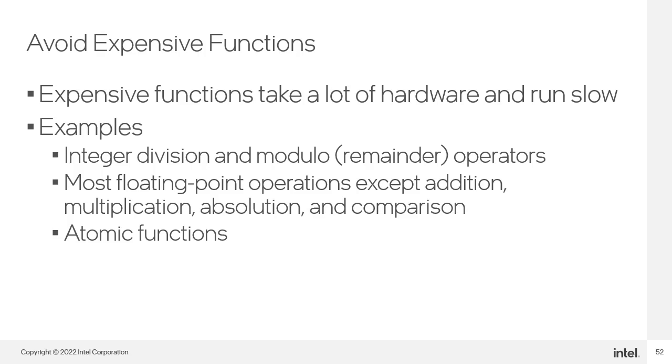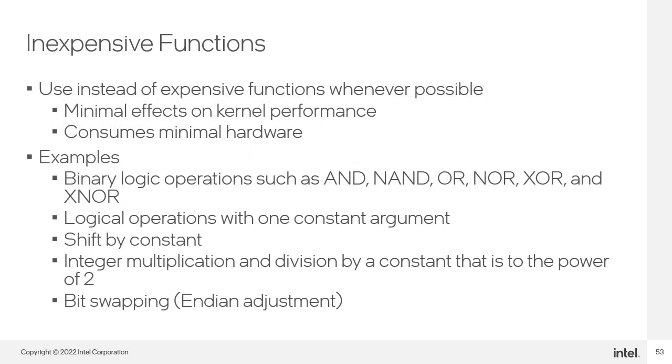Also, atomic functions. Typically, you can't code up atomic functions in single task. But if you are using parallel_for on FPGAs for atomic functions, bear in mind that these are large functions and are slow. Try to use inexpensive functions as much as possible. They have minimal effect on kernel performance and consume minimal hardware.